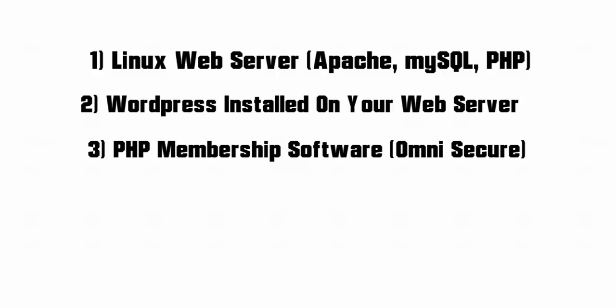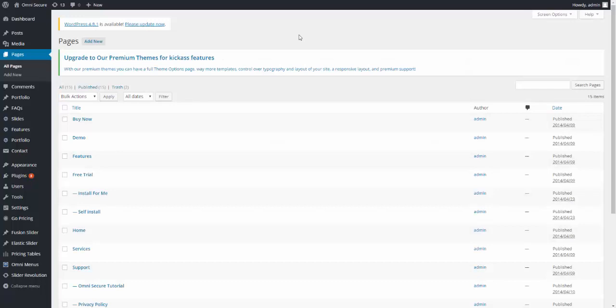So I'm going to assume that you have the first two things done, that you have a server and you already have WordPress installed. So basically, I'm just going to show you how easy it is to use our software to get a membership site going with WordPress. So here we are in WordPress.